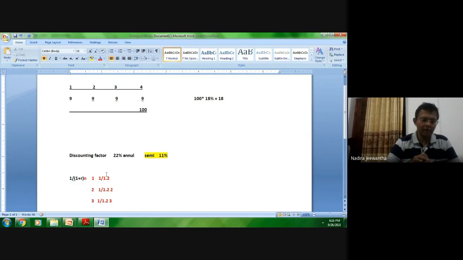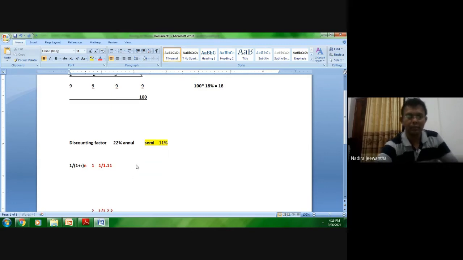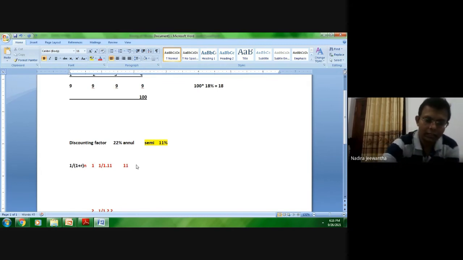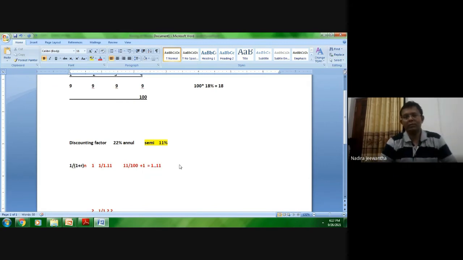So how does it come here? 11 divided by 100 plus 1 gives 1.11. Understood? How does this come? 11%, 11 divided by 100, plus 1, then you get 1.11. That's how you get 1 divided by 1.11. So then what do you do?